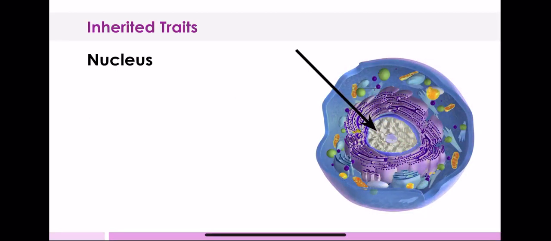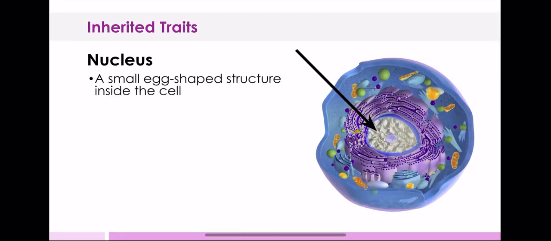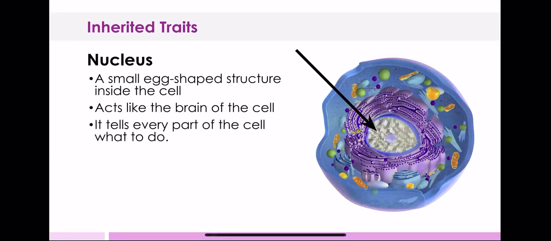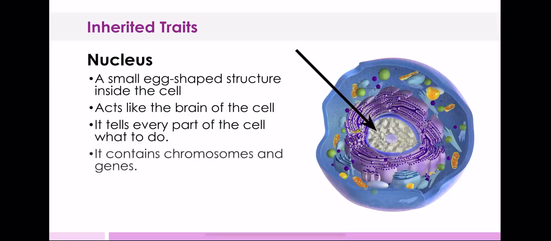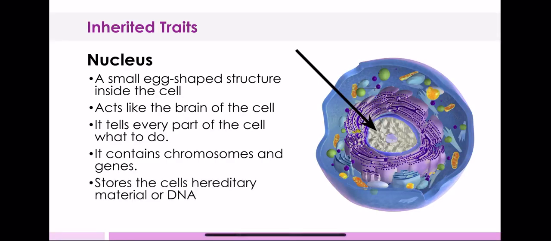All right, the nucleus, quick review here. We compare the nucleus to a small egg-shaped structure inside the cell. It acts like the brain of the cell. It tells every part of the cell how to act, what to do, and when to do it. It contains chromosomes and the genes, which we'll talk about in a second. And it stores the cell's heredity material, which we call DNA.